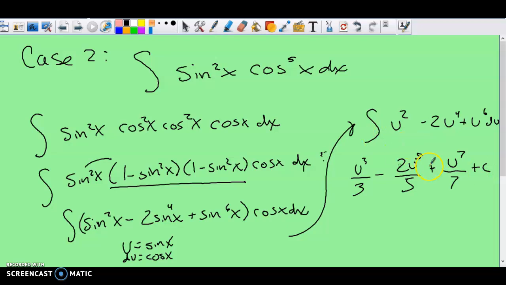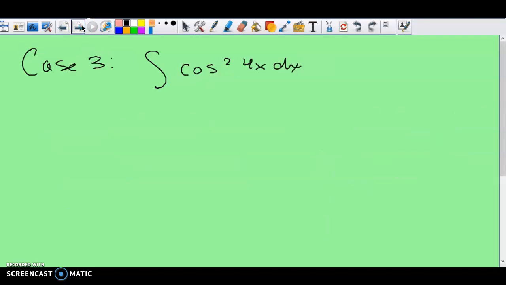I do want to show you case 3 quickly, and then next time we'll just work on doing some more of these together. So case 3 is if the powers of both sine and cosine are even and positive. And that's when you're going to use some of those double angle formulas. Okay.